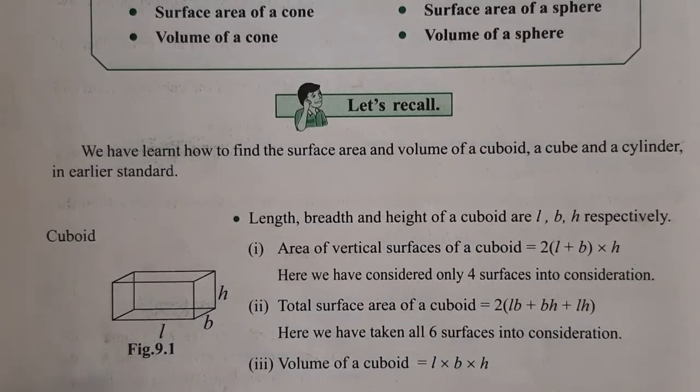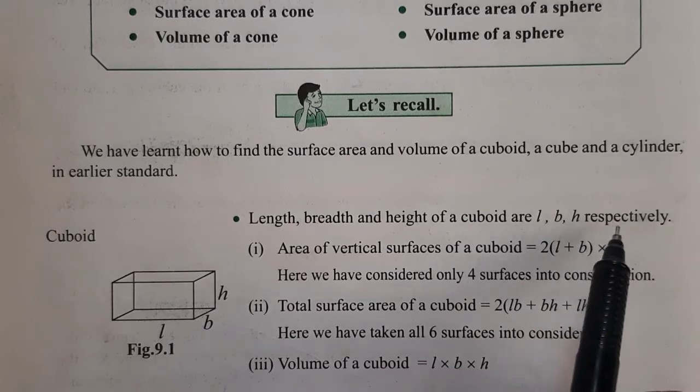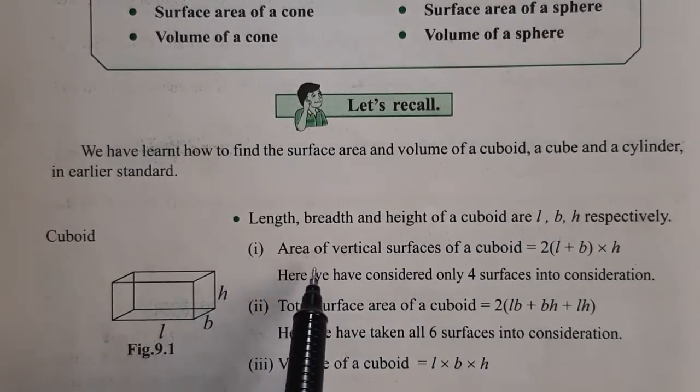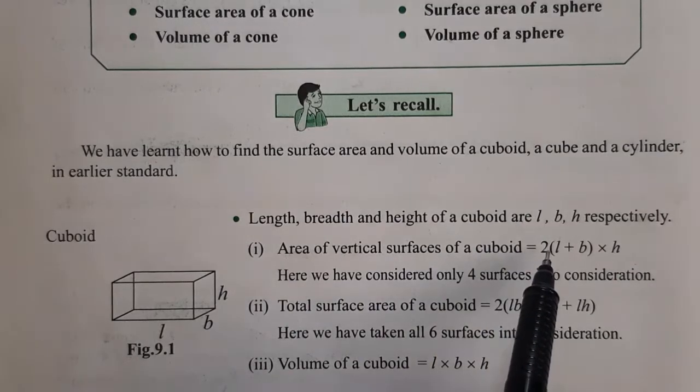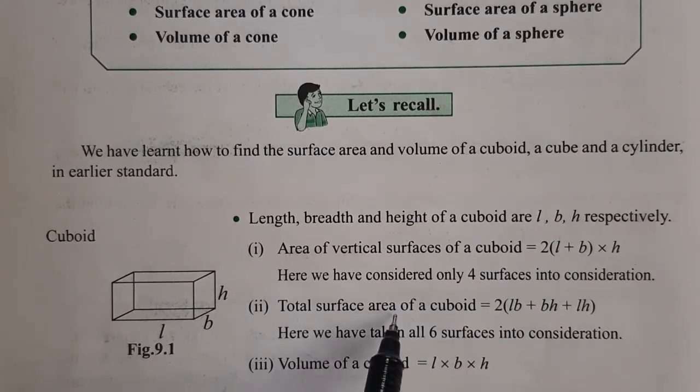So here, the first concept is a cuboid. Look at the diagram. Here we can observe the cuboid. It has length, breadth and height, which are L, B, H respectively. First, area of vertical surface of cuboid equals 2 in bracket length plus breadth into height. Then total surface area of cuboid equals 2 in bracket length into breadth plus breadth into height plus length into height. And third, volume of cuboid equals L into B into H.